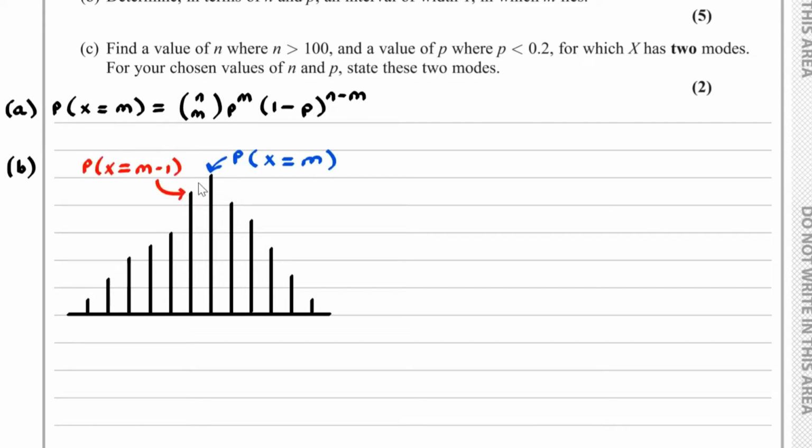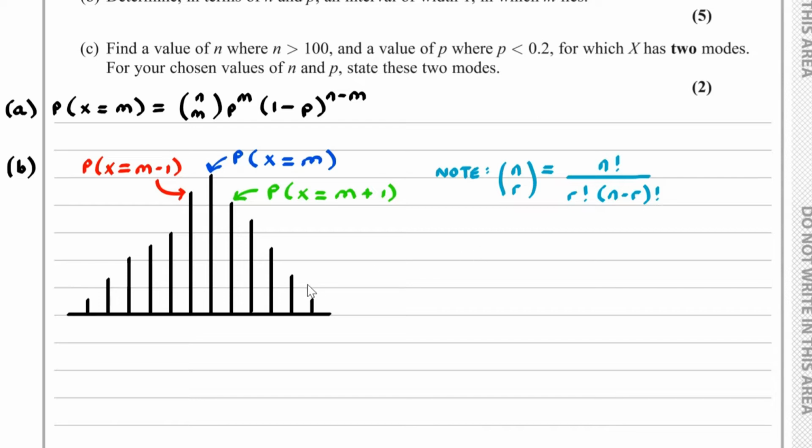For example, on this side, because we've got an interval of width 1, here we've got the probability that x is equal to m minus 1 for this peak. And similarly on the other side, we've got the probability that x is equal to m plus 1. Now in this question, because we are considering probabilities of a binomial distribution, we will be making use of the n choose r formula throughout. And n choose r is equal to n factorial over r factorial times n minus r factorial.